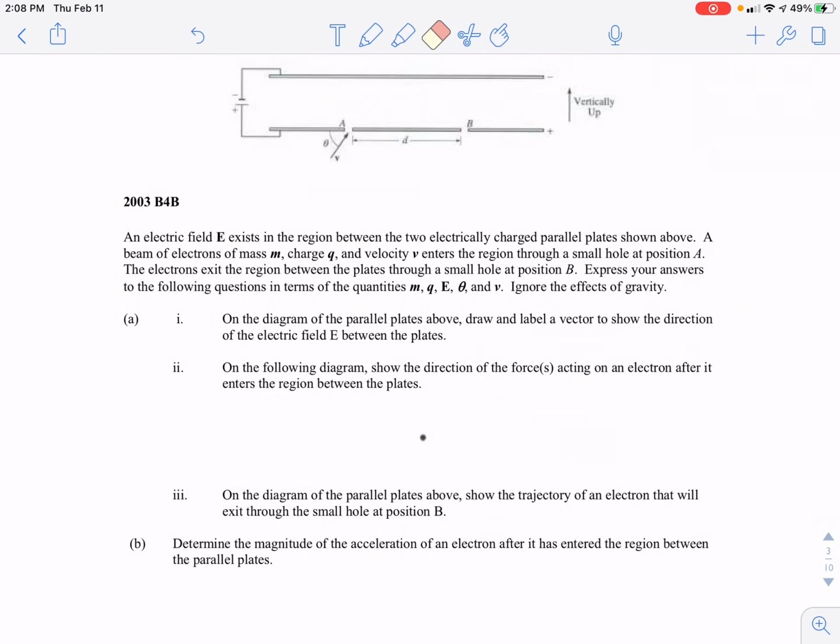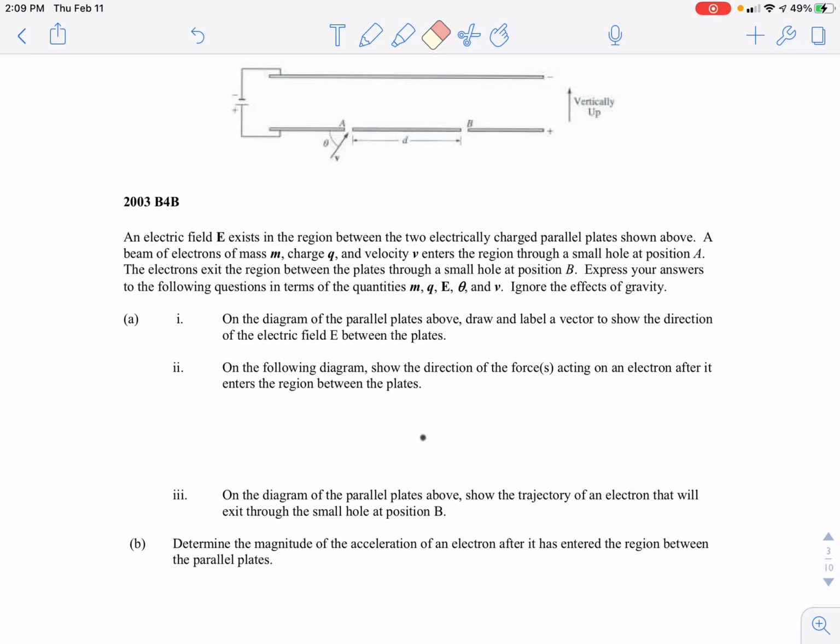Hello and welcome back. In this video, we're going to take a look at AP Physics question 2003, Form B, question 4. Let's take a look. In this picture, we see that there is a potential difference set up between two parallel plates. An electric field exists between these two plates.